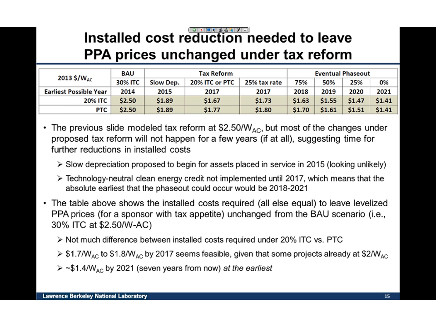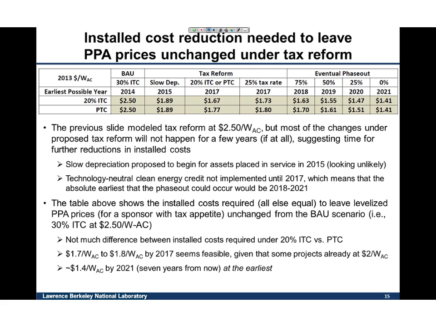So by the time tax reform would be fully implemented in 2017, installed costs would have to fall to somewhere between $1.70 to $1.80 per watt in order to leave PPA prices unchanged from business as usual conditions today at $2.50 per watt. By 2021, which again is the absolute earliest that the clean energy credit could be fully phased out, installed costs would need to drop to around $1.40 per watt AC.